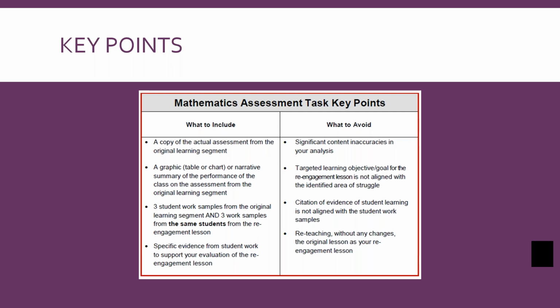Also, what to avoid? Citation of evidence of student learning that is not aligned with the student work samples. Reteaching the original lesson without any changes as your re-engagement lesson. Remember, we discussed, when you reteach, you need to use different strategies. You cannot reteach using the same strategies that were used the first time because obviously the students did not understand. So we need to support them with modified instructional plans.